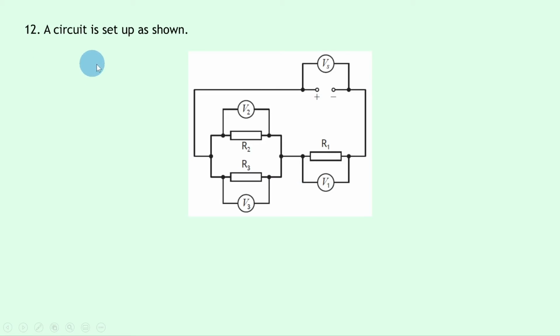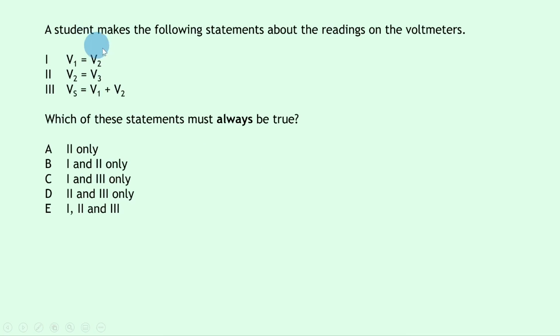Question 12 says a circuit is set up as shown. So we've got a supply voltage, resistor R1, and then 2 resistors in parallel here, and they've each got their own voltmeters across them. It then says a student makes the following statements about the readings on the voltmeters. So we've got statement 1, V1 equals V2, statement 2, V2 equals V3, and statement 3, Vs equals V1 plus V2. It then says which of these statements must always be true.